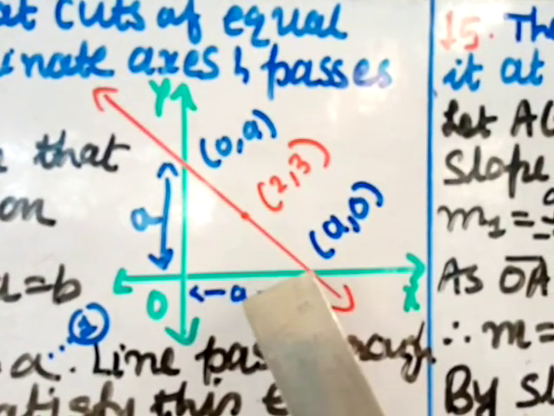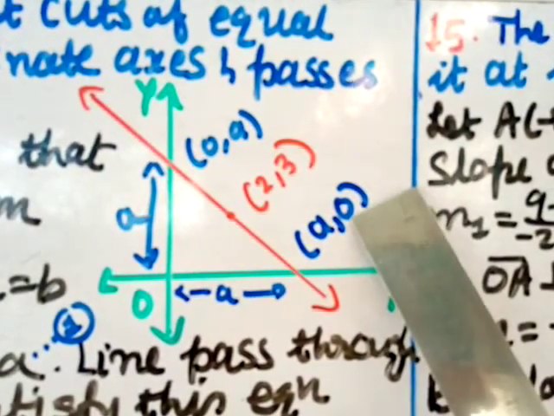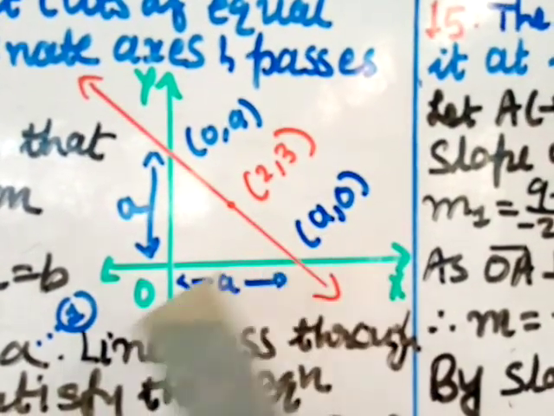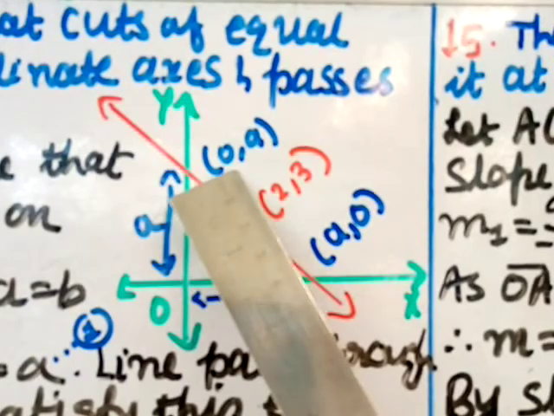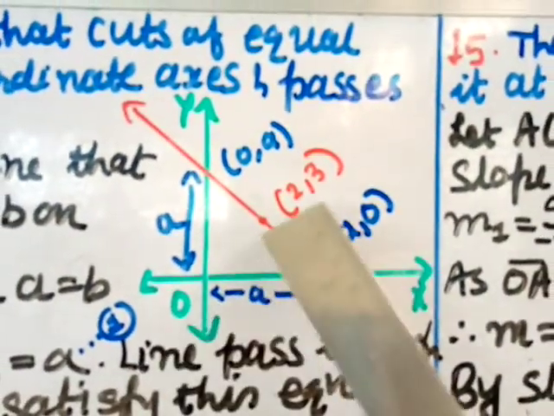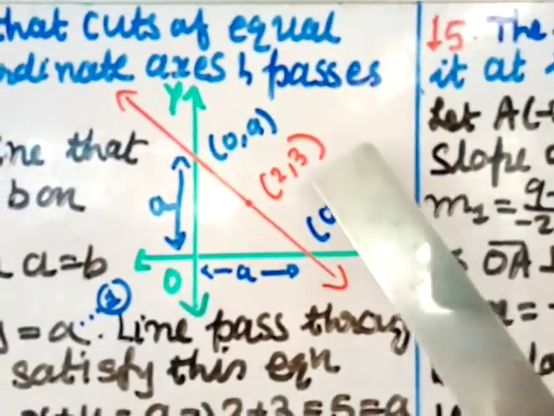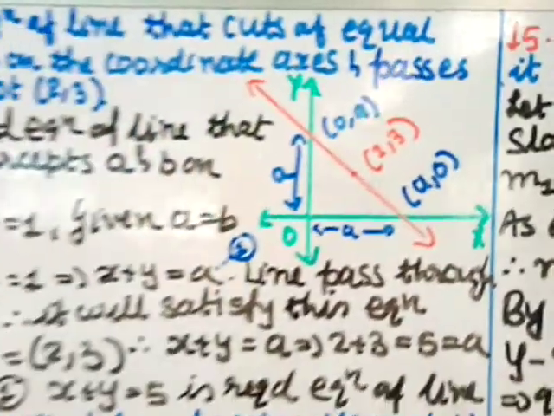Now the coordinate of this point will be, since it is on the x axis, the y coordinate is 0 and this distance is A. And on the y axis the x coordinate is 0 and this distance is A, so it will be A. They have said that the point (2, 3) is on this line, so I take the point (2, 3) on the line. Okay, the point is given. This is just a rough figure.